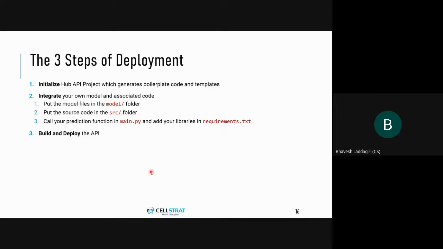Deployment is basically done in 3 steps: initialize, integrate, and build and deploy. We'll actually do this hands-on, and as we go about it, we'll talk about it. Everyone can just open up their CellStrat Hub accounts and start the workspace. It takes about 2 minutes to start, so just start that up and let me know when you're all ready. I'll also share the notebook that we are going to use today. Everything is in a notebook, so you can directly run the notebook without using the terminal, but as we go, I'll show you everything.